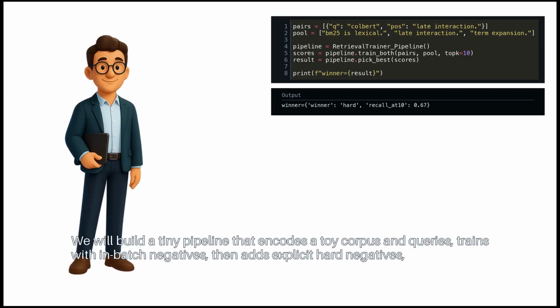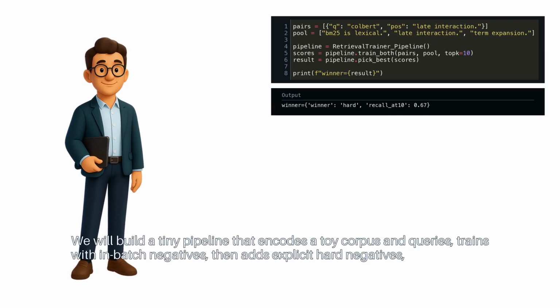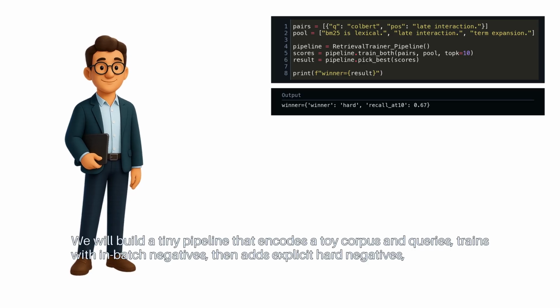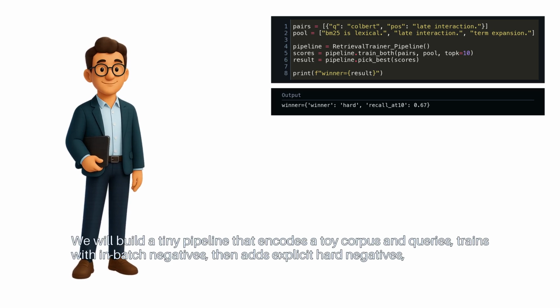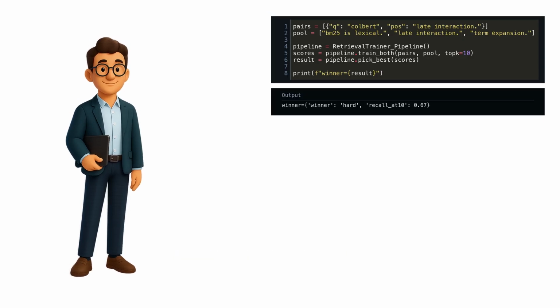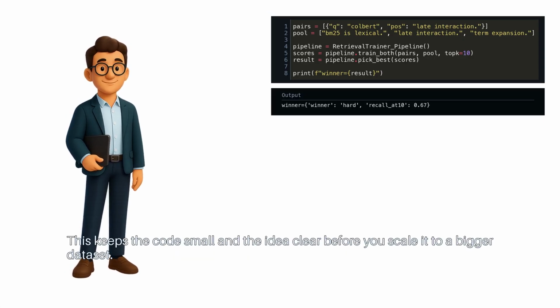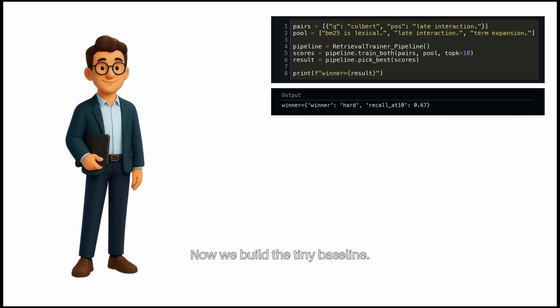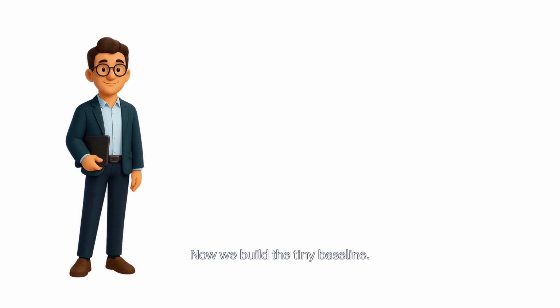We will build a tiny pipeline that encodes a toy corpus and queries, trains with in-batch negatives, then adds explicit hard negatives, and finally compares recall and MRR. This keeps the code small and the idea clear before you scale it to a bigger dataset. Now we build the tiny baseline.